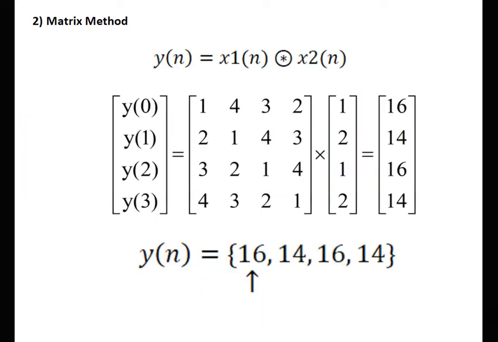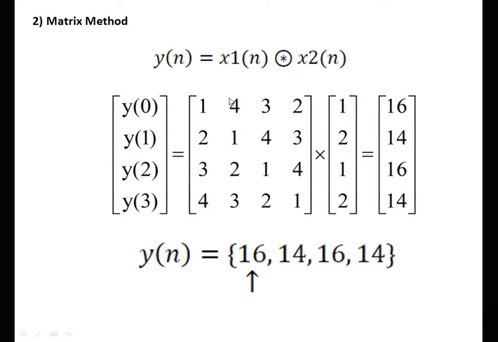Next is the matrix method. The matrix method is an easy method. Circular convolution is represented by this sign. This star is the sign of convolution, and when we perform circular convolution, this is the representation sign for circular convolution. Convolution is a commutative operation. Therefore we can do x1 of n with x2 of n or x2 of n with x1 of n. The answer is the same. Now this is y of 0, y of 1, y of 2 and y of 3.